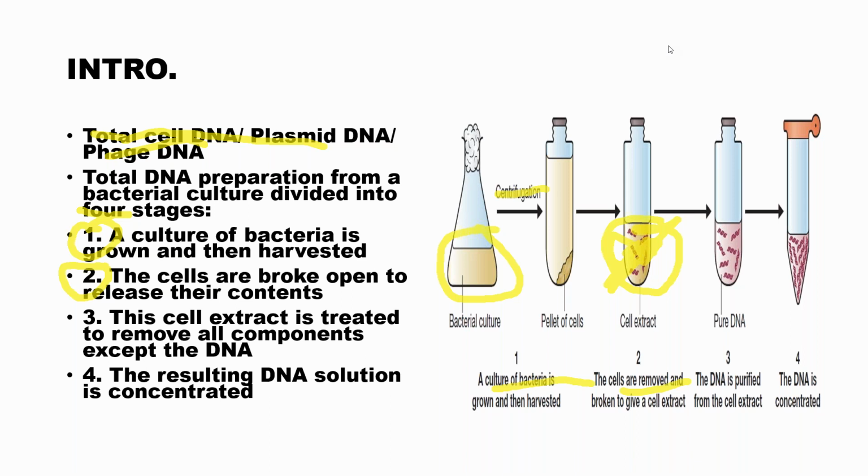Fine, thank you. So first step, bacterial cell culture is grown and harvested. Second step, cells are broken open to release their content. Third step, the cell extract is treated to remove all components except the DNA. This is most important. Here we are going to isolate the DNA. We have a cell extract with all the impurities. Our target is to get the DNA. So whatever is there in the cell extract apart from DNA, we call it impurities. It could be RNA, proteins, cell debris, everything.